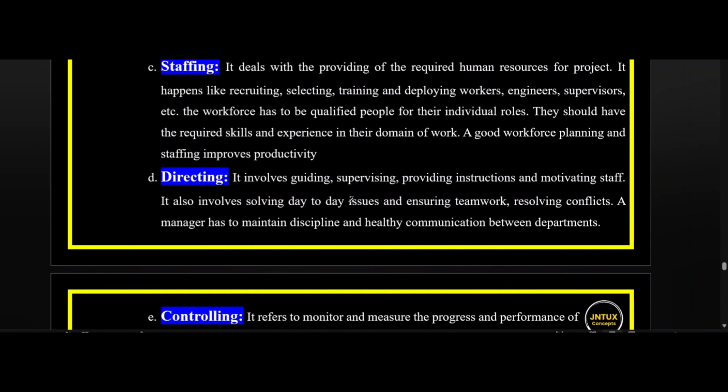The next management function is staffing. It deals with providing the required human resources for the project. It happens through recruiting, selecting, training, and deploying workers, engineers, supervisors, etc. The workforce has to be qualified people for the individual roles. They should have the required skills and experience in their domain of work. Good workforce planning and staffing improves the productivity of the project.